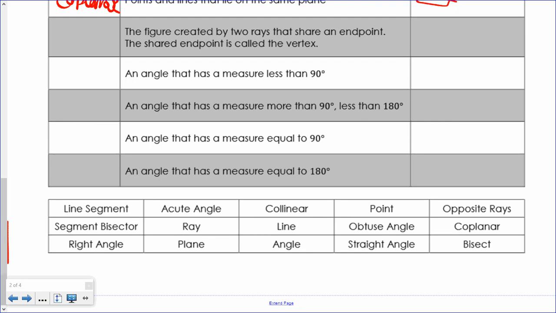All right. The figure created by two rays that share an endpoint, and that shared endpoint is called the vertex. What has a vertex? An angle.